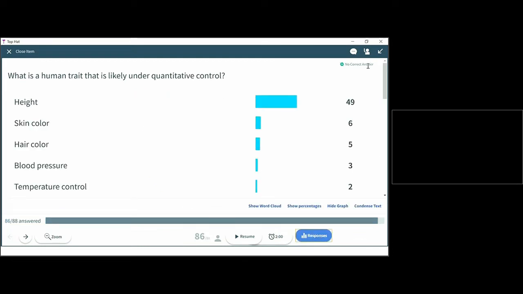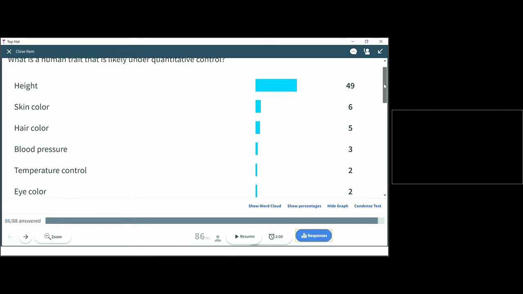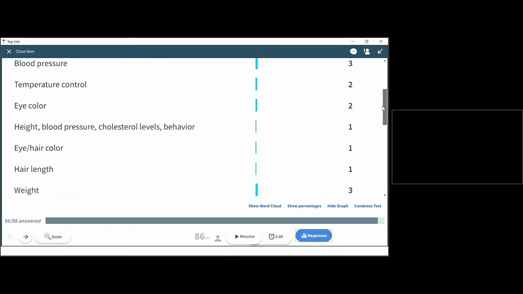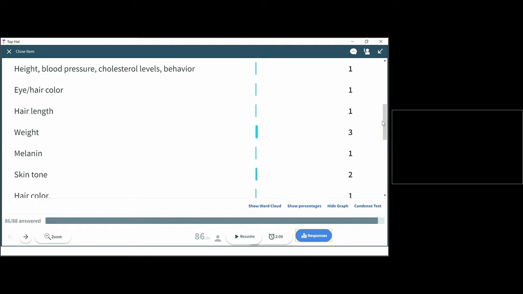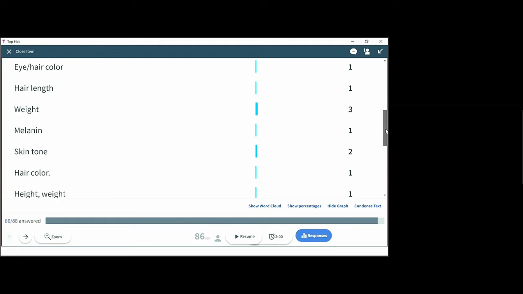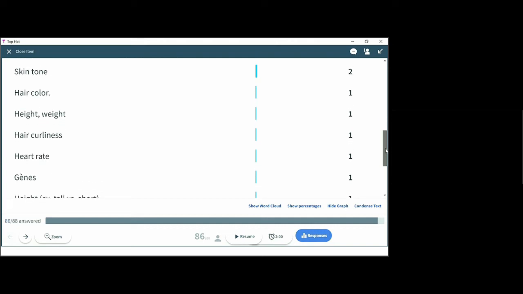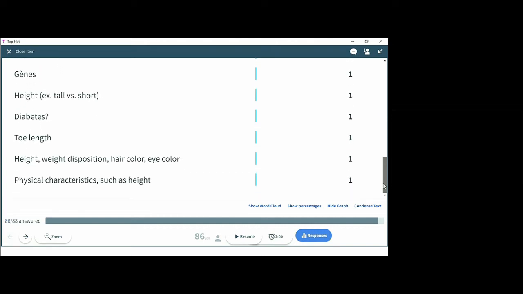So height, that many people thought height, skin color, hair color, eye color, cholesterol levels. I'm not sure about hair length in humans, but maybe in other organisms, there's a hair length that could be quantitative, potentially. Weight, toe length. So those are all really good examples.